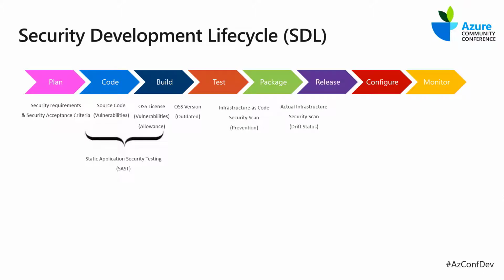Also, for the infrastructure, I should security scan the infrastructure as code to prevent creating an insecure environment. Or I can scan the actual environment so I can understand the drift status between the baseline and the current state. And in order to do that, we're using Secure DevOps Kit. And again, these are some examples of the tools and technologies, but there are many.